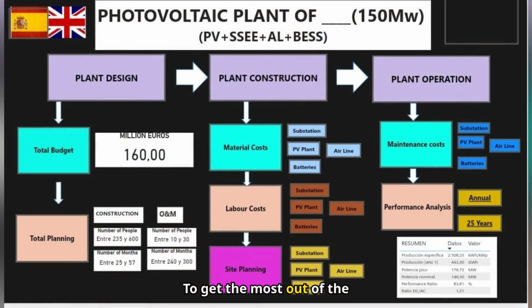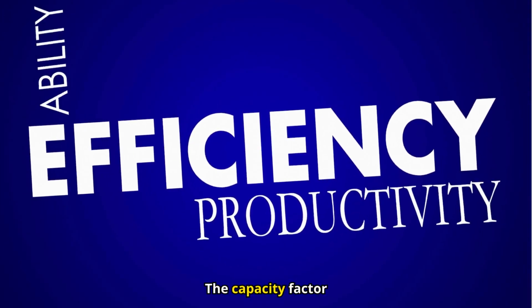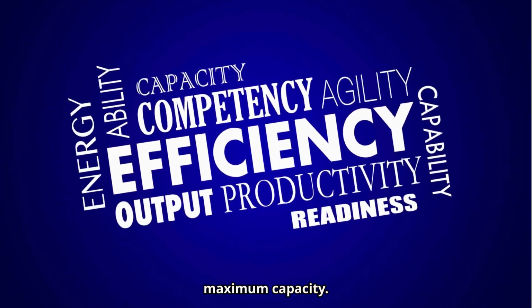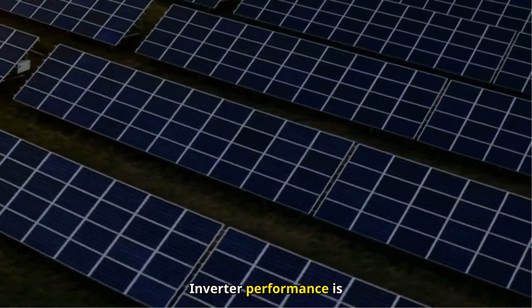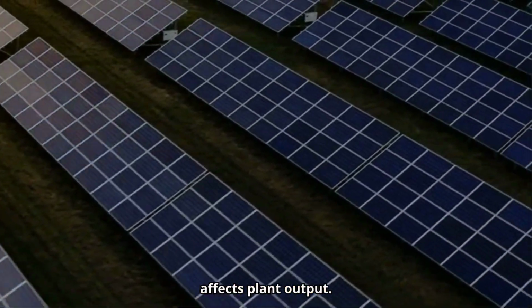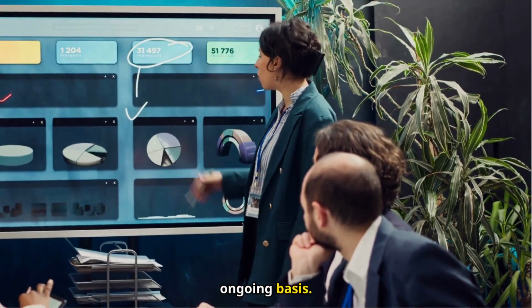To get the most out of the data, it is important to focus on the key metrics that define the performance and efficiency of a PV plant. Performance ratio, PR. The PR measures the efficiency of the plant by comparing the actual production with the theoretical maximum possible production. Capacity factor. The capacity factor indicates what percentage of the time the plant is operating at maximum capacity. Inverter efficiency. Inverter performance is key, as any loss in this component directly affects plant output. These metrics will allow you to monitor and adjust your plant's performance on an ongoing basis.